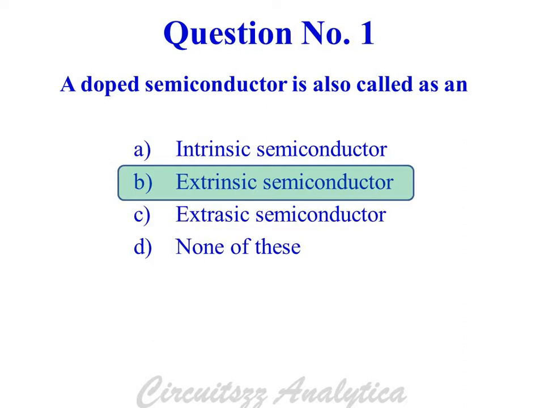A semiconductor in pure form is called as an intrinsic semiconductor, and after adding impurity atoms, intrinsic semiconductor becomes extrinsic semiconductor. So a doped semiconductor is called as extrinsic semiconductor.